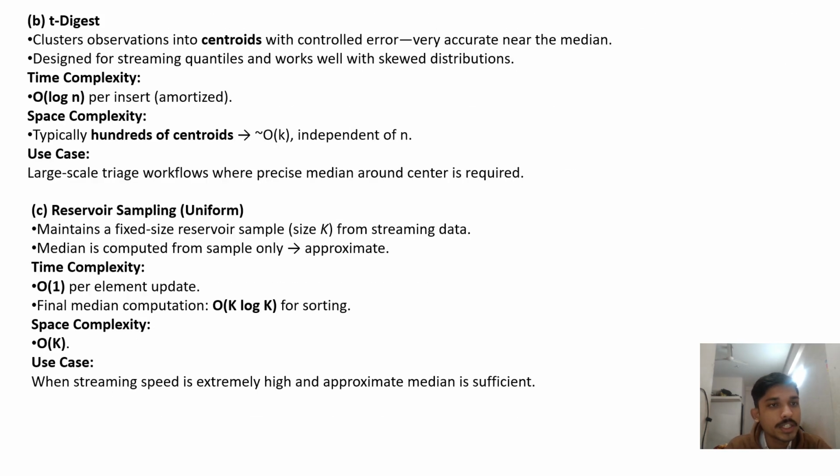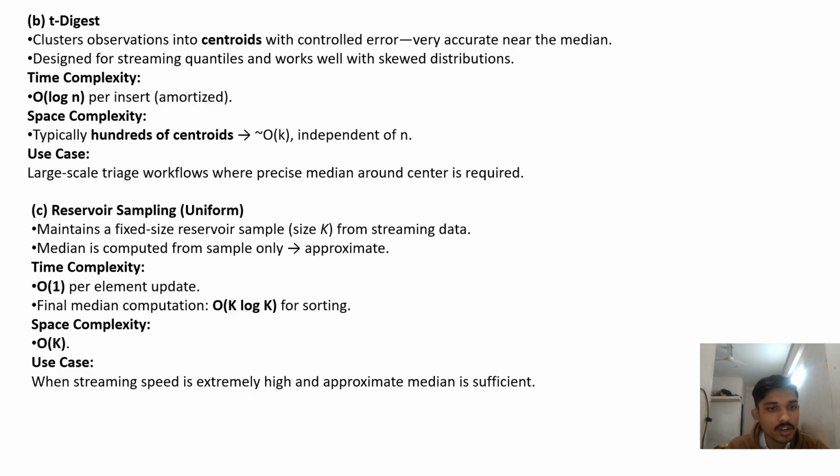So the B part is the t-digest method, in which we cluster observations into centroids with controlled error, very accurate near the median. It is designed for streaming quantiles and works well with skewed distributions. It has a time complexity of O(log n), and space complexity is typically hundreds of centroids, so it becomes O(log k), which is independent of n. Its use case is large-scale triage workflows where a precise median around the center is required.